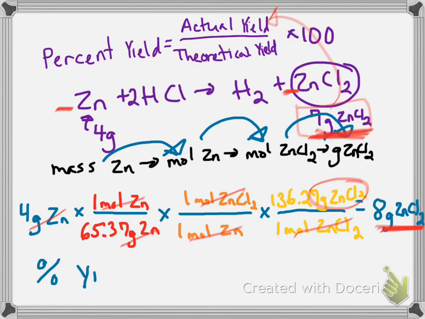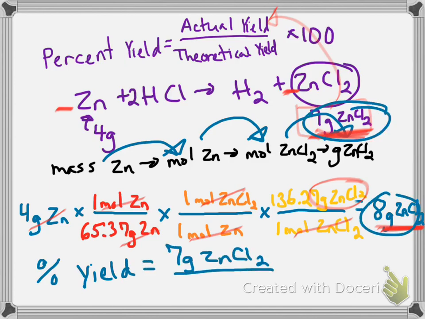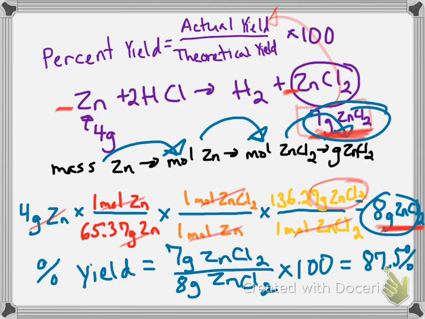So now I can calculate my percent yield by doing my actual yield divided by my theoretical yield, and then I will multiply this by 100, and I get 87.5%. And if I want to stick with one significant figure, I would round to 90%. So I have about 90% yield, which means of my expected product that I expected to form of zinc chloride, about 90% of it actually formed during my lab experiment. So that's my percent yield.